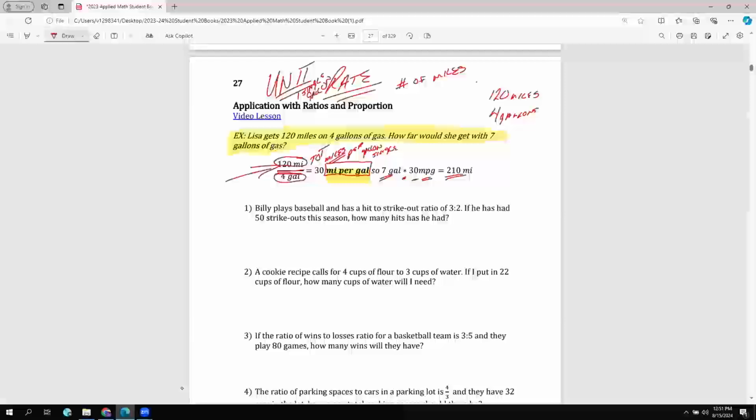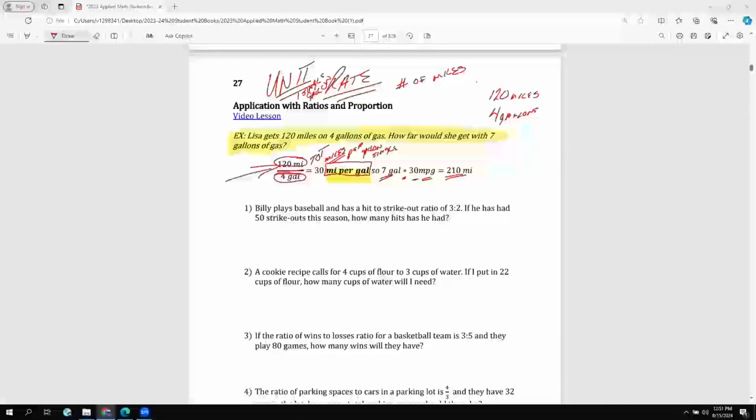Here's one of the ways I start talking to students about ratios. I think gallons actually has one L, and I'm going to look right now because I don't want to continue to spell it wrong. Oh, no, it is two L's. Okay, perfect. Okay, here we go.